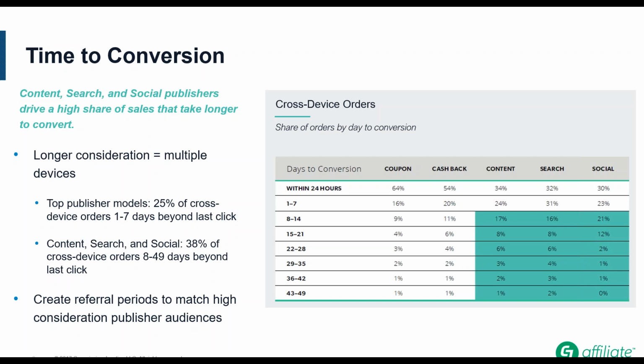And I think it's because these publishers are driving a high share of sales that take 8 or more days to convert because they're high consideration sales. And these publishers, I just want to make a note of, they're frequently the ones that are helping with the discovery of new brands and facilitating that research that we just discussed. So as an advertiser, I think it's important to note that if you want to grow your sales with content, search, or social publishers, your program terms need to provide referral periods that are greater than 8 days.